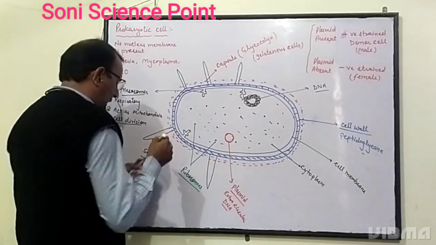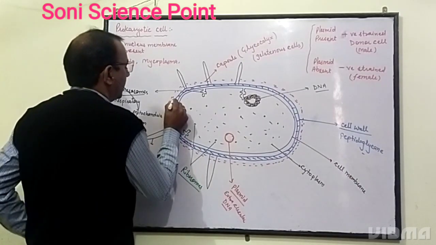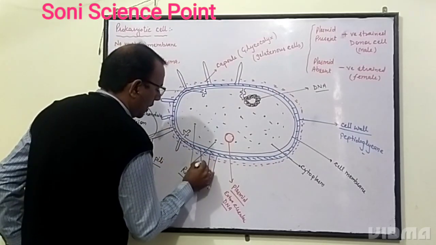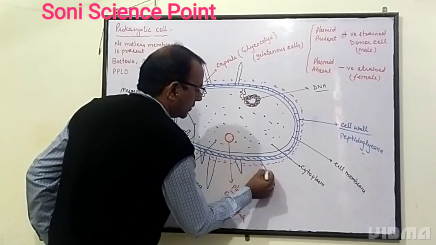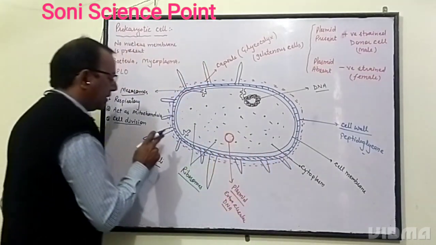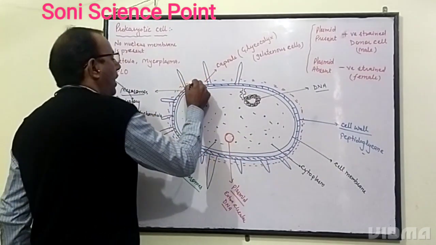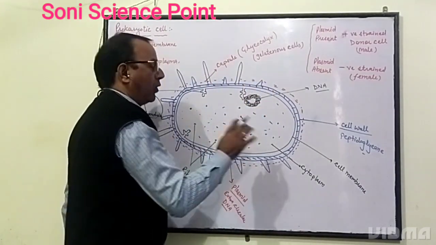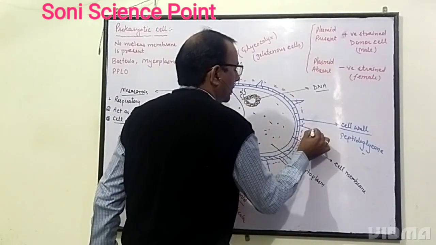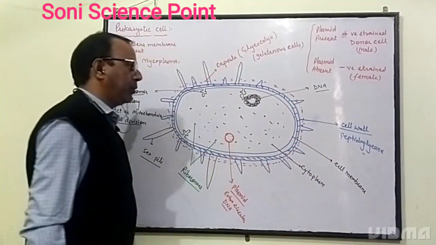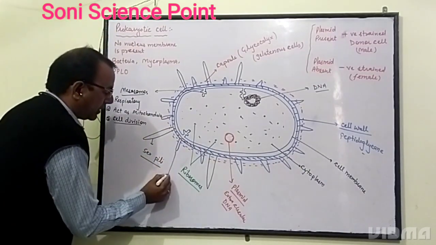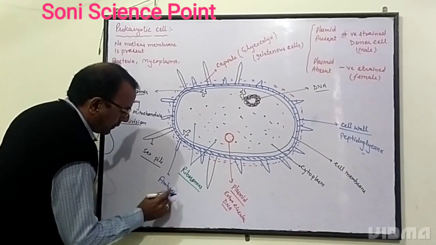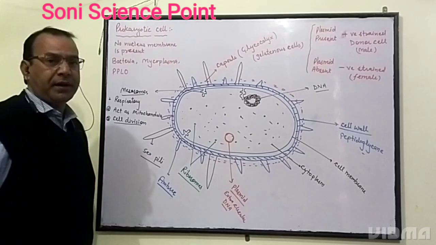There are many small finger-like projections also present in the prokaryotic cell all over the body. These are called fimbriae. Fimbriae are present all over whether the cell contains plasmid or not, so these small finger-like structures are present in both prokaryotic cells. These small finger-like projections are called fimbriae. What is the role of fimbriae?